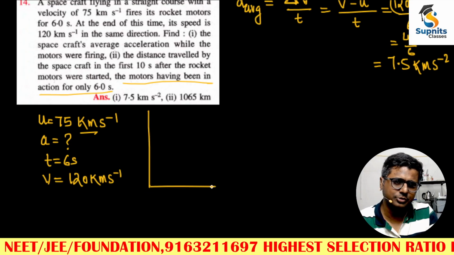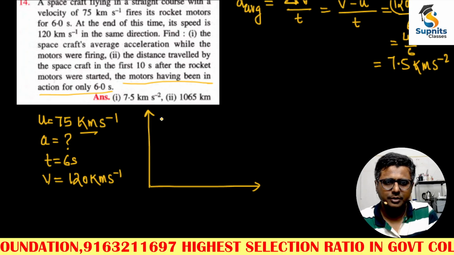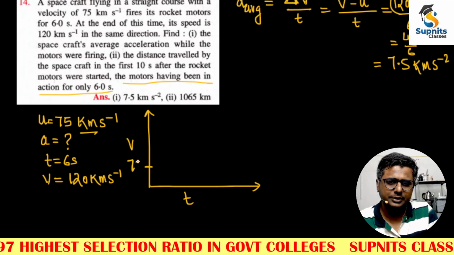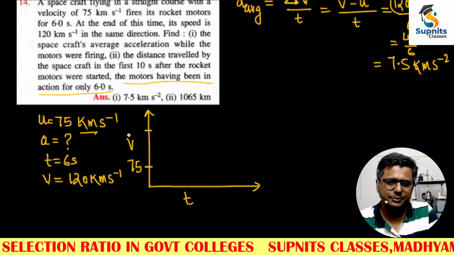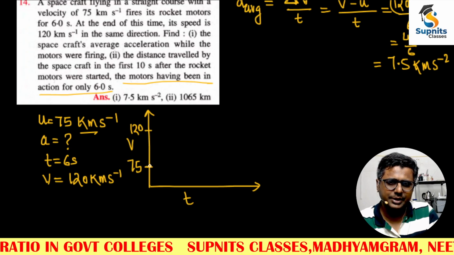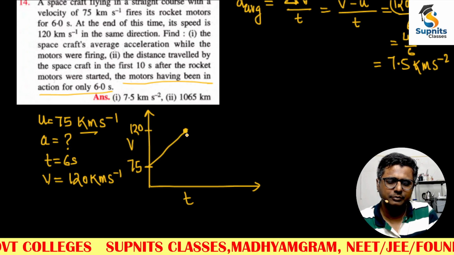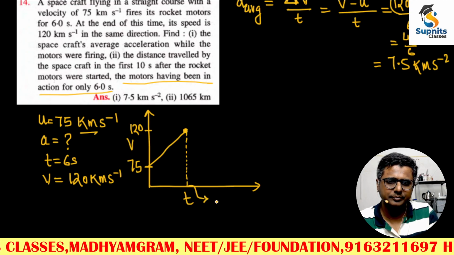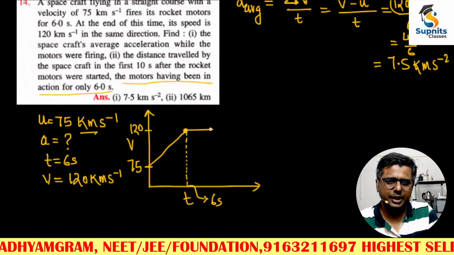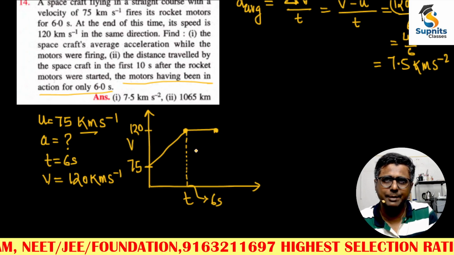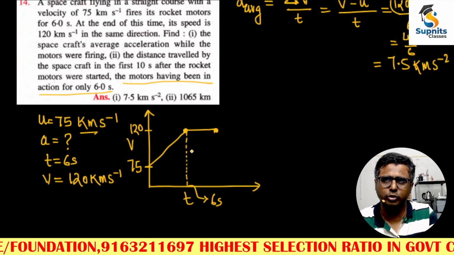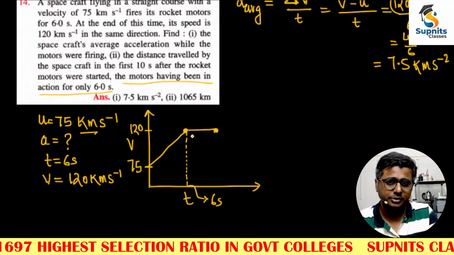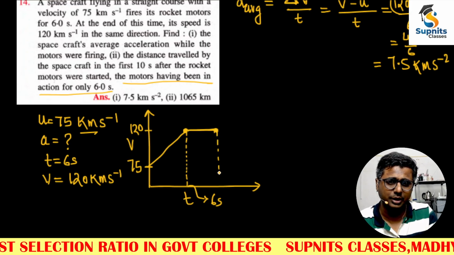Here I try to draw a graph between velocity and time. Initially the speed was 75, finally the speed was 120. In 6 seconds the speed went up to 120. For another 4 seconds it remains at the same velocity, because there is no motor. No motor means no acceleration, so here it is a constant velocity. So this is the total graph.